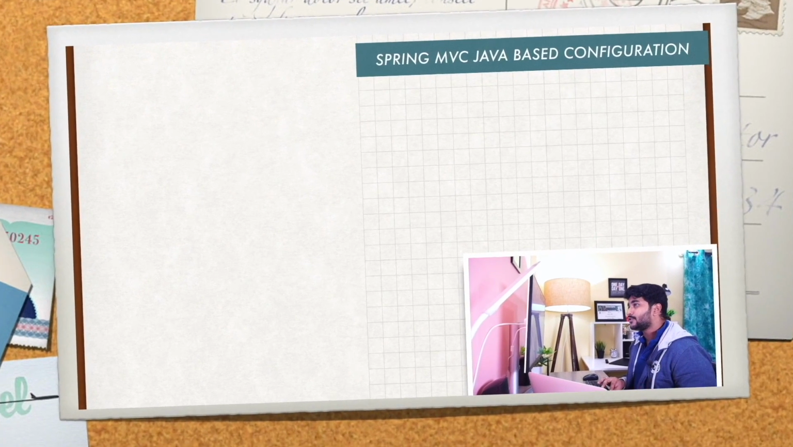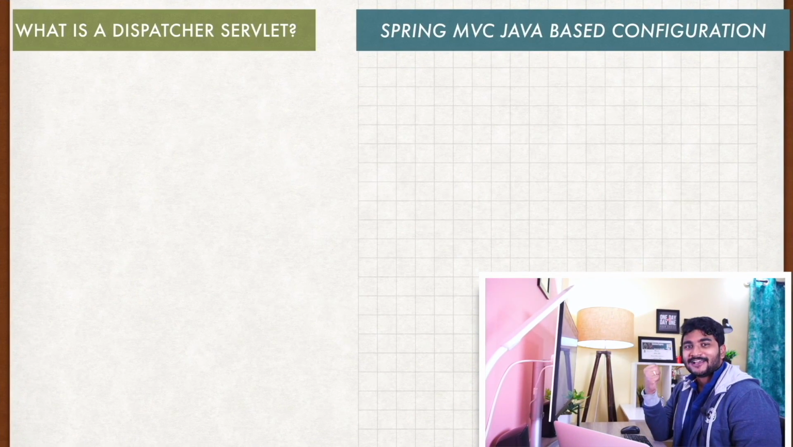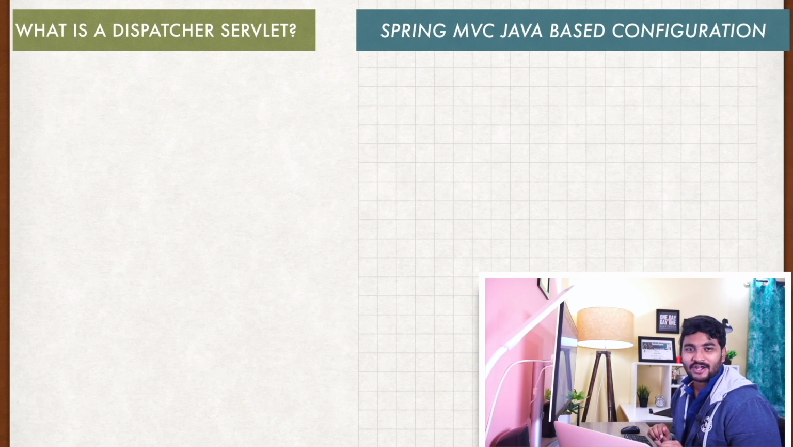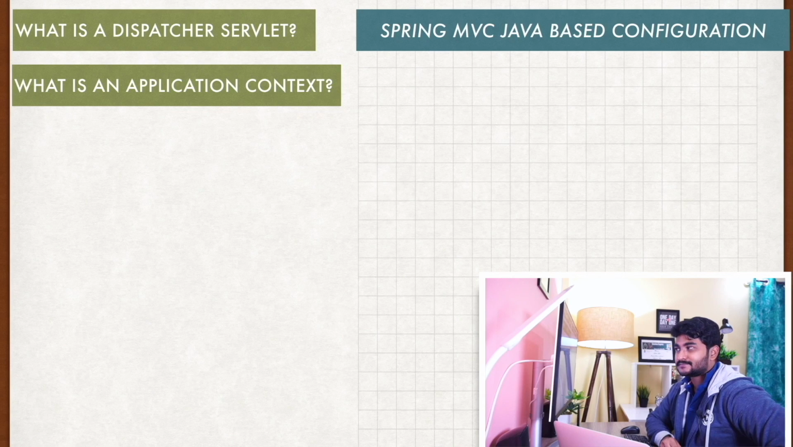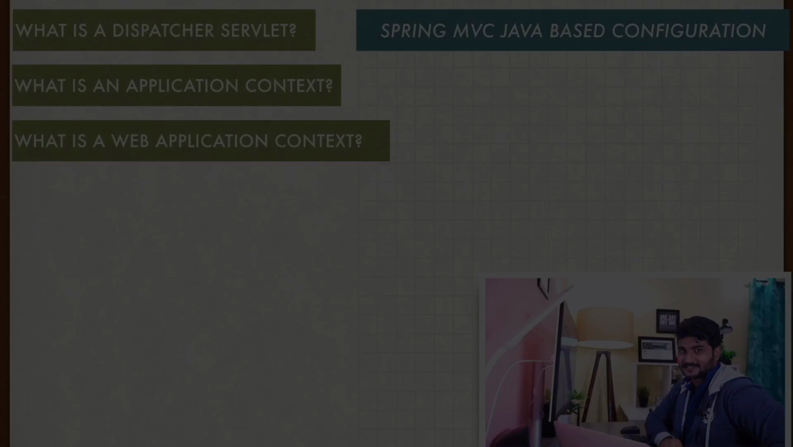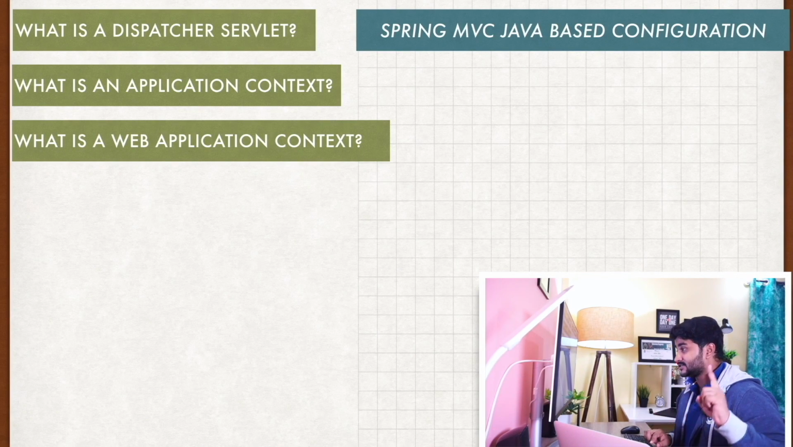Okay, so let me ask you a few questions right now. The first question here is, what is a dispatcher servlet? Pretty easy, right? You might be thinking, don't ask me those lollipop kind of questions. Okay, I'm sorry about it. The next question is, what is an application context? The next question is, what is a web application context? I'm sure that you can answer this question. What is a web application context is pretty important.